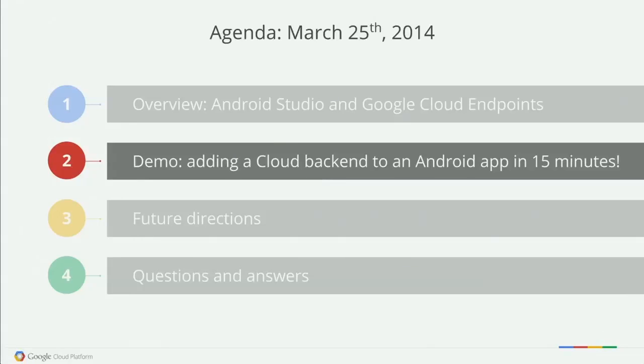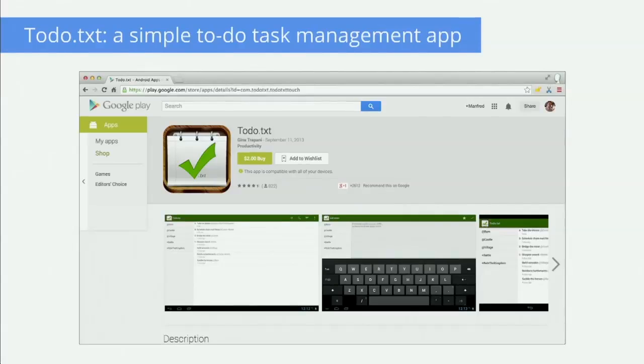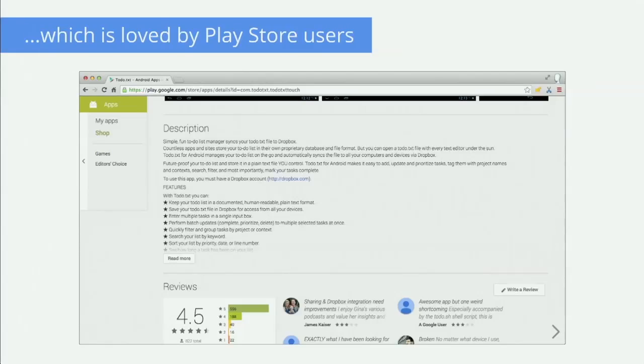You've seen a lot of cool demos today. We were thinking, what is something cool that we could show to you guys? First, we wanted to show our own application, just write something from scratch. But then we thought, is that necessary? We found the To-Do.txt app, which is a simple to-do task management app. It's on the Play Store. It's loved by Play Store users. And it's using a different cloud provider for the backend.